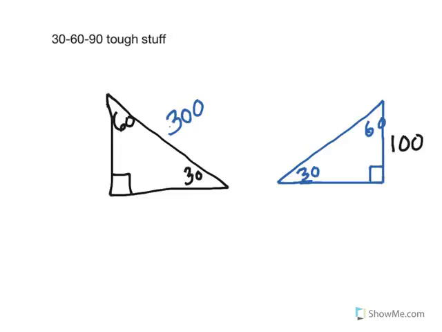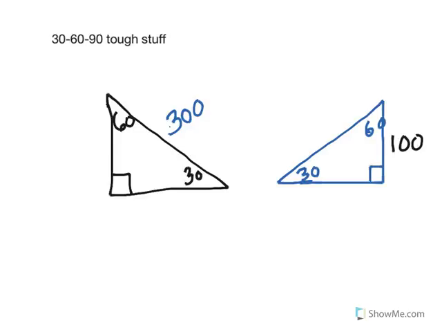So here are two tough pictures that we have to be able to work with when it comes to the 30, 60, 90. So I call this the 30, 60, 90 tough stuff. This is to review real quick. Remember, we have two 30, 60, 90s right here.